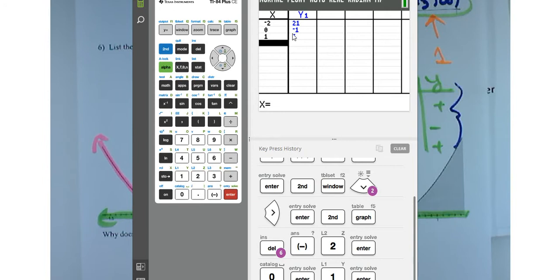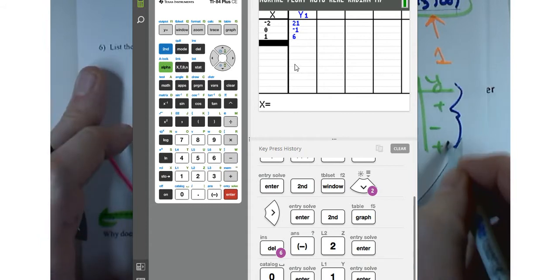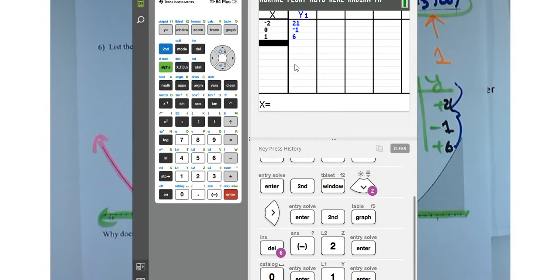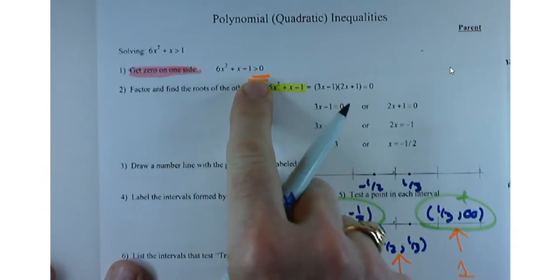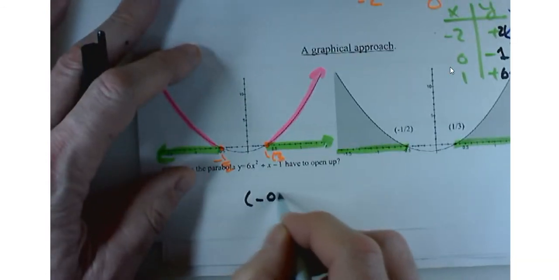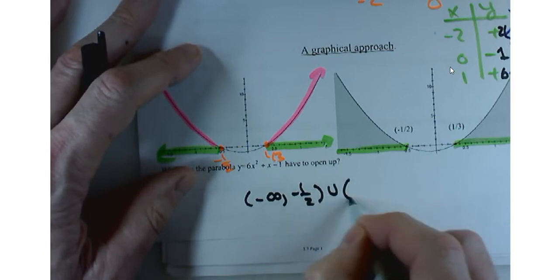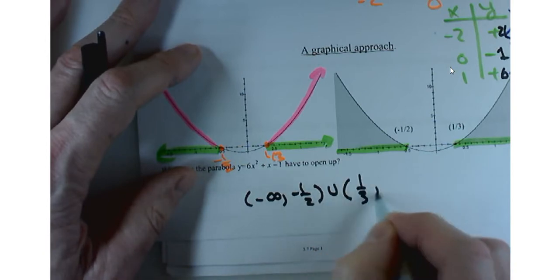The important thing that I'm getting out of this is not that I got 21, -1, and 6. It's that it was positive, negative, positive. And that's helping me decide which intervals I want. In this case, because this is greater than 0, I want the positive intervals. So my final answer is going to be -infinity to -1/2 union 1/3 to infinity.